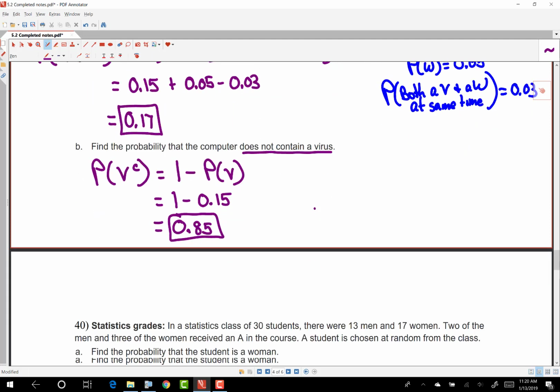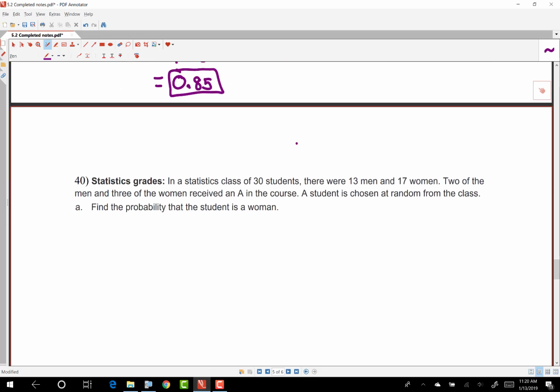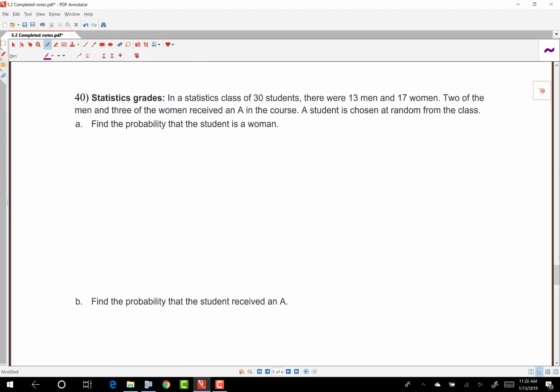Okay, let's take a look at number 40 now. It's on statistics grades. In a statistics class of 30 students, there were 13 men and 17 women. 2 of the men and 3 of the women received an A in the course. A student is chosen at random from the class. I always like to just jot down what they give us so I don't have to keep reading the problem. So we have 30 total.